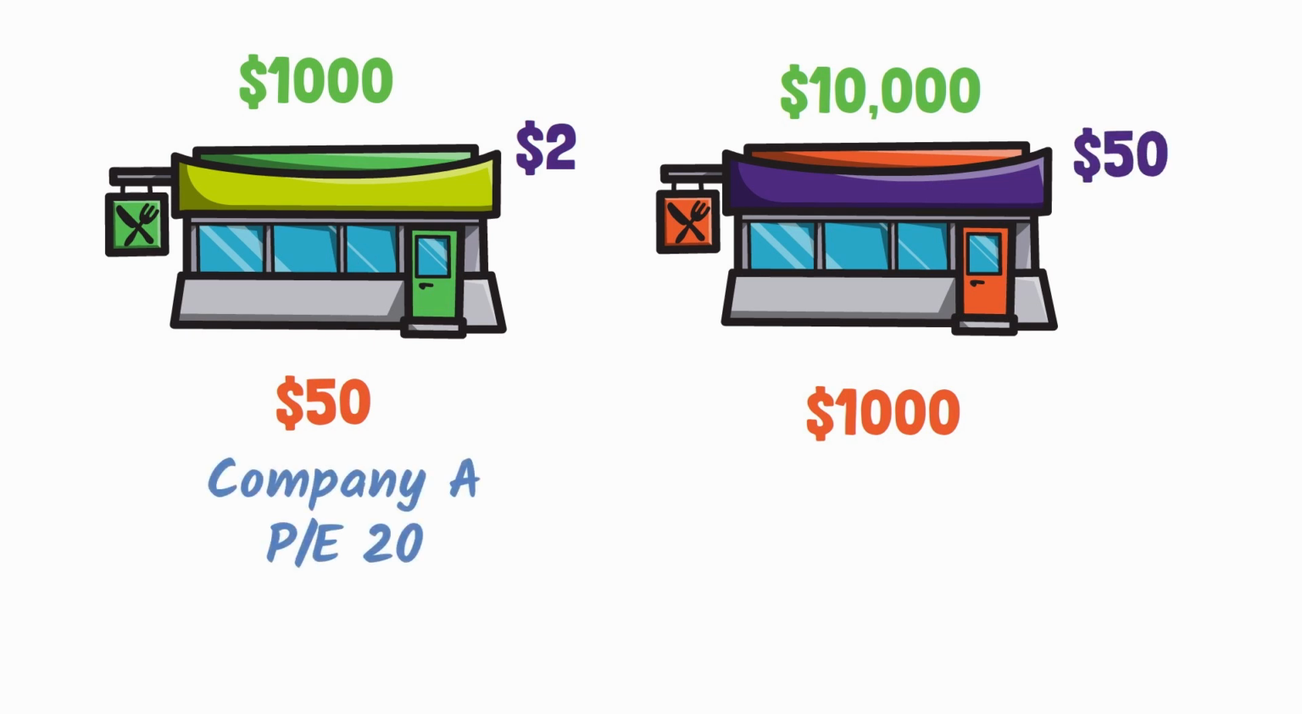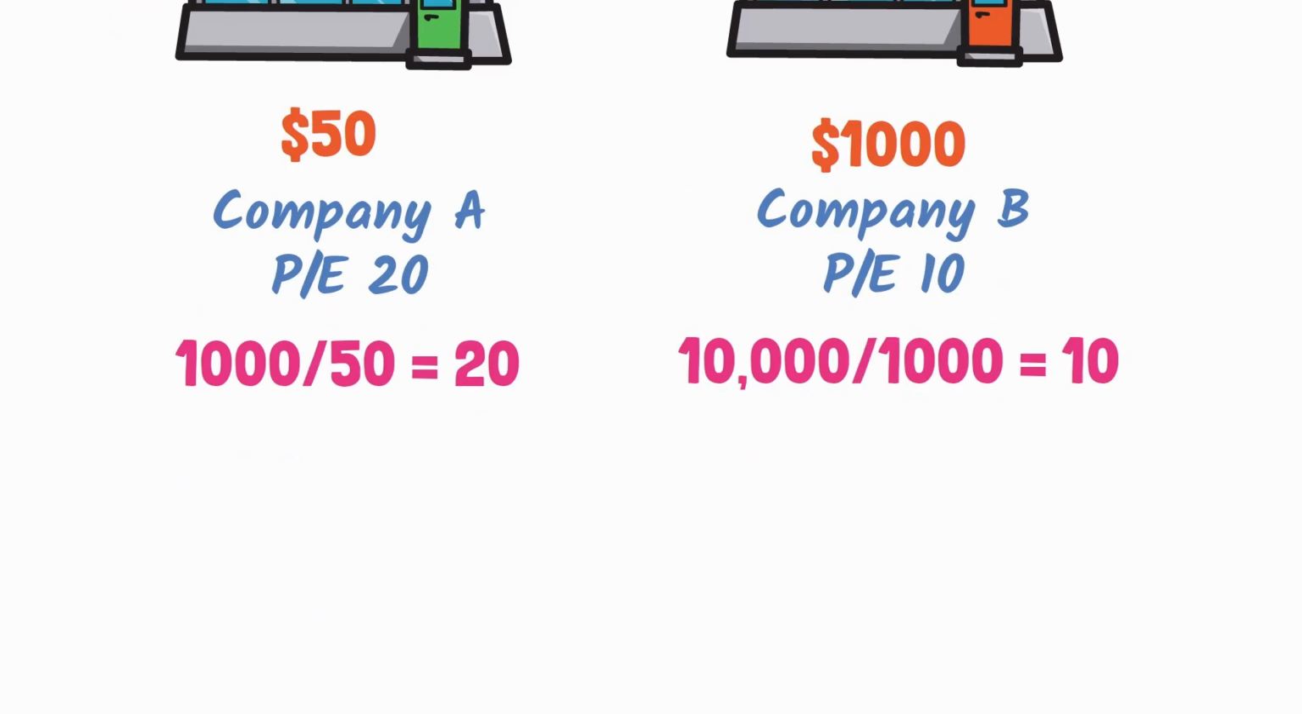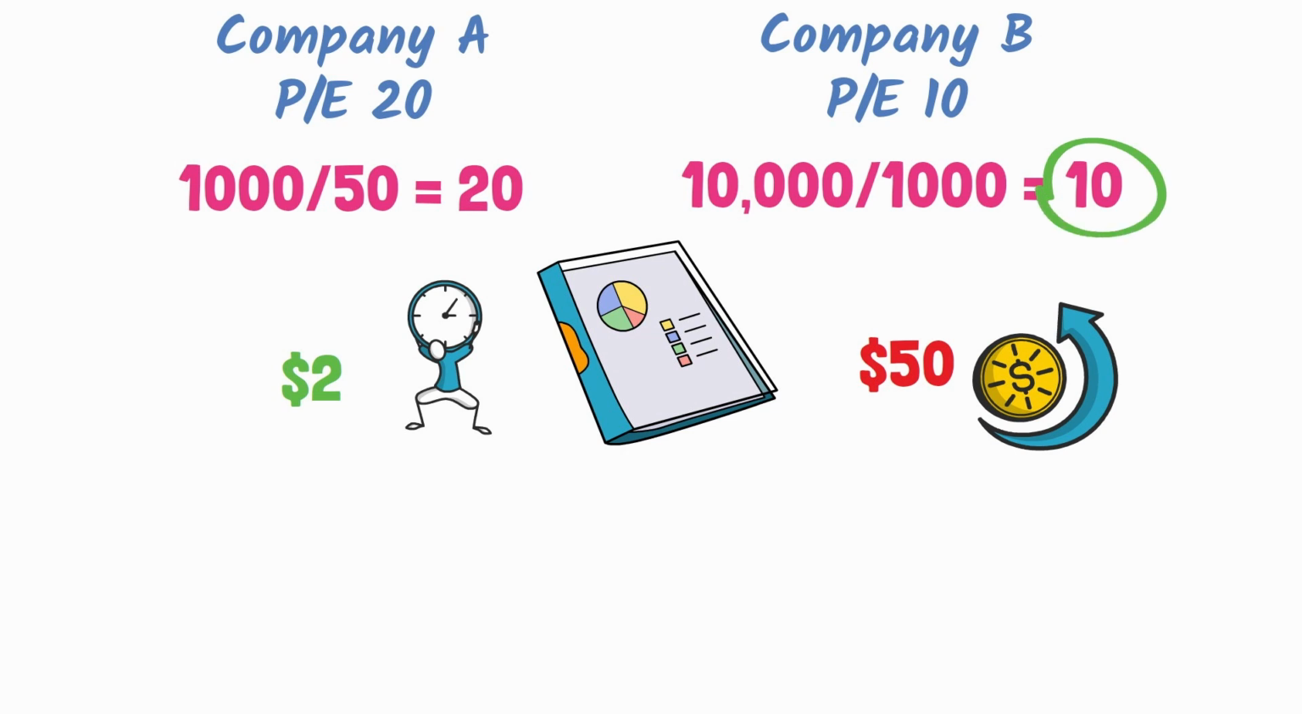Company A's PE ratio is 20 because it's $1,000 divided by $50, which would equal 20, while company B's PE ratio is 10 because $10,000 divided by $1,000 would equal 10. So even though company B's stock costs $50 per share, it is better because for your money as an investor, you would make it back within 10 years rather than 20.